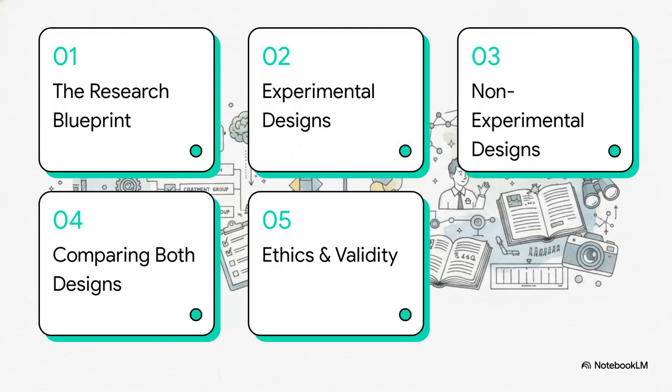So, here is our syllabus for today's module. It's basically a roadmap to help us organize these two massive methodological worlds. We'll be covering 1. The research blueprint, 2. Experimental research designs, 3. Non-experimental research designs, 4. Comparing the two designs, and finally, 5. Ethics, validity, and pitfalls. Let's just jump right in.